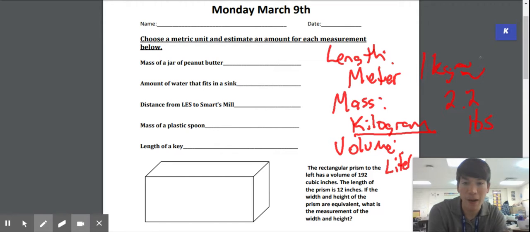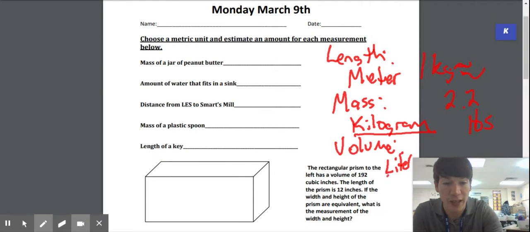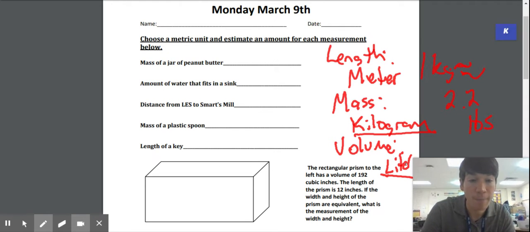The second one says the amount of water that fits in a sink. That's going to be the amount of water. It's not going to be the length. It's not going to be the mass. It's going to be the volume, and we're going to be measuring that in liters. You could also use smaller units like milliliters, but it's probably going to be liters because it's going to be multiple of those. Remember a liter, we looked at that liter graduated cylinder. You're thinking it's going to be probably a multiple of those. I'll let you come up with that.